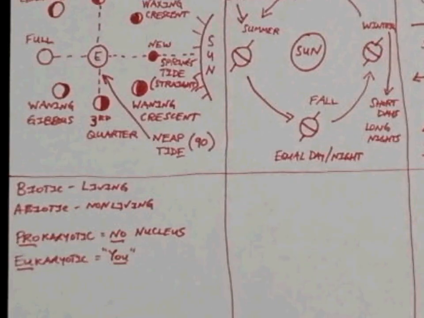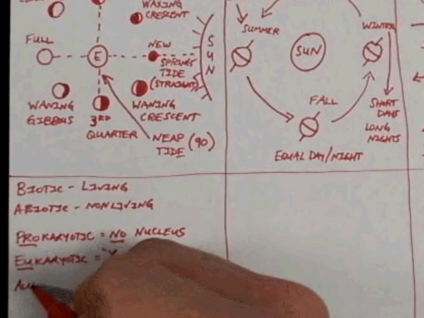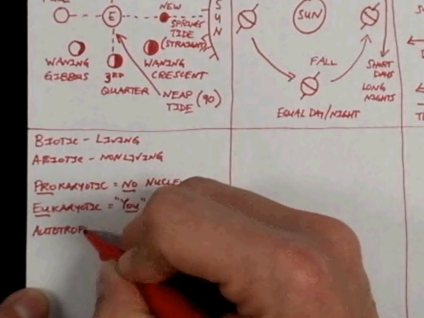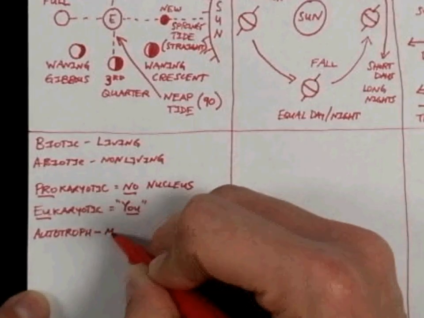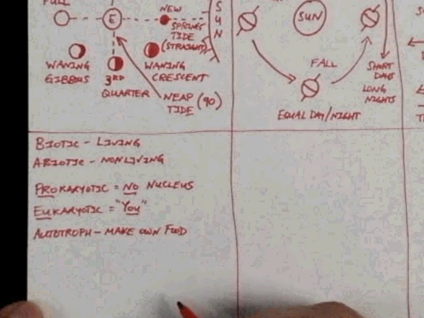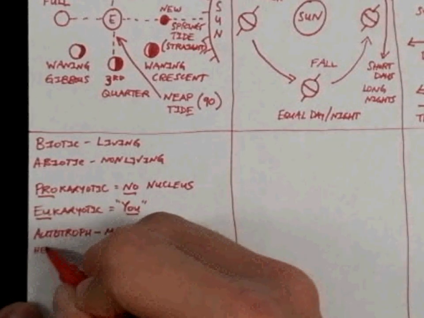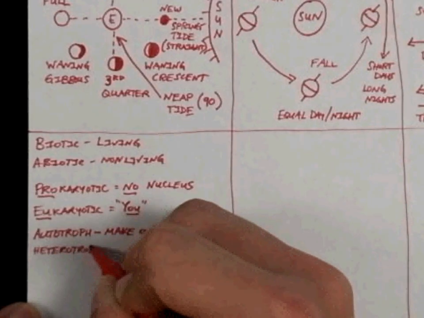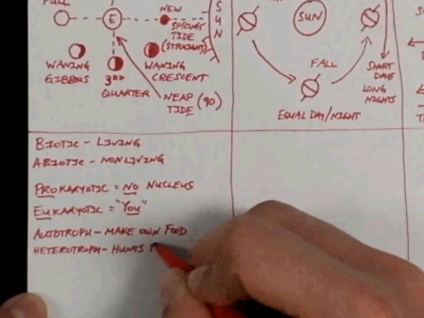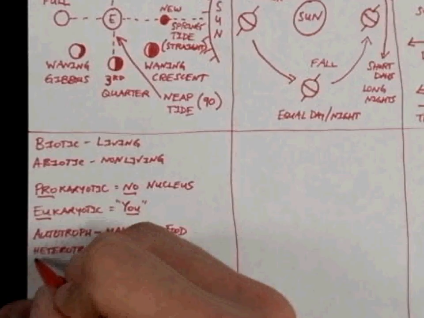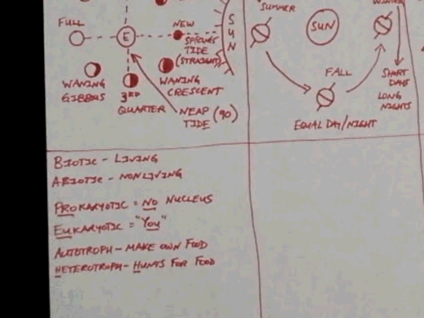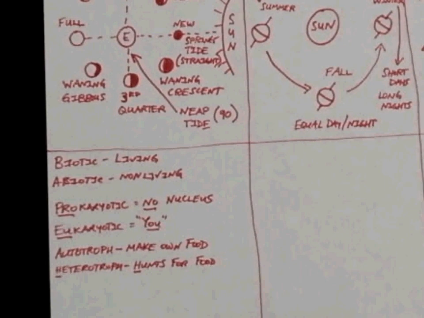All right, the next set of terms I'm going to look at is autotroph and heterotroph. Autotroph just means they make their own food through photosynthesis. You can just write make your own food. Heterotroph hunts for its food. The way I remember that is heterotroph starts with the H, hunts for food also starts with the H. So this is like humans, all animals, most animals.